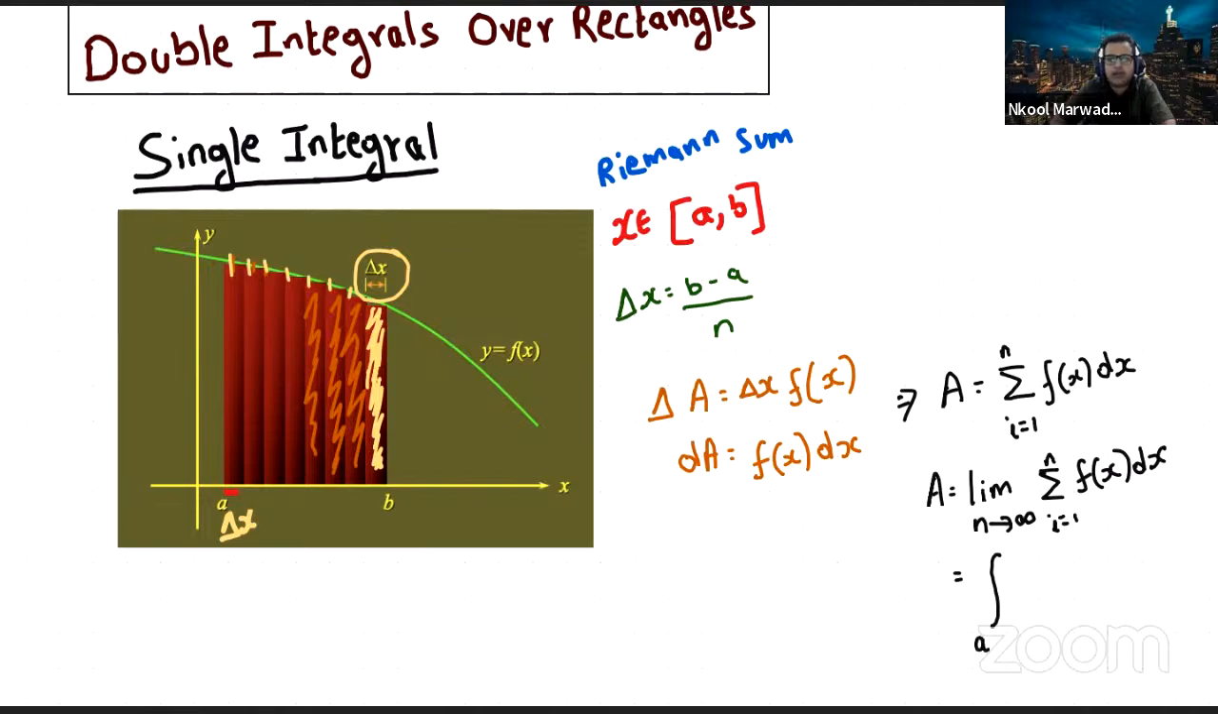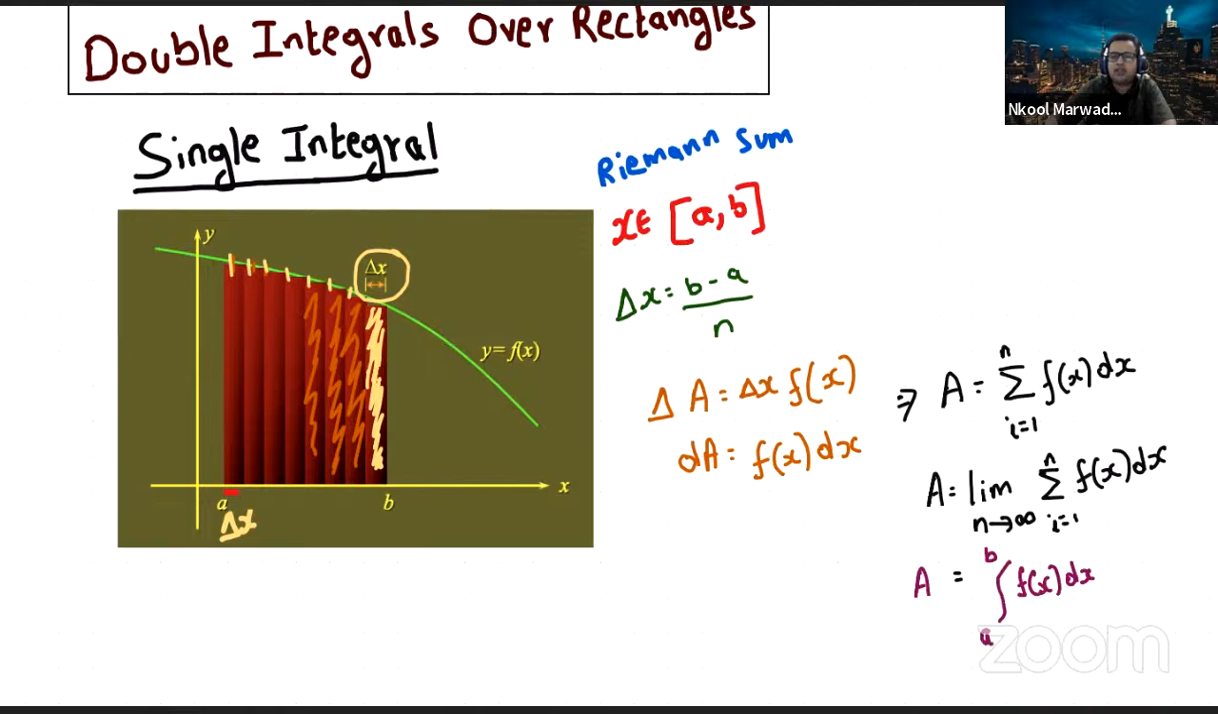So I will write it with a different color. I can represent this as the integration from a to b of f(x) dx. This is the area under the curve.